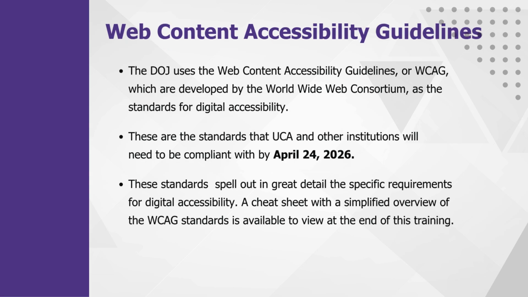So where exactly are these new guidelines coming from? The Department of Justice uses the Web Content Accessibility Guidelines, often abbreviated to WCAG, which are developed by the World Wide Web Consortium as the standards for digital accessibility. These are the standards that UCA and other institutions will need to be compliant with by April 24th, 2026. These standards spell out in great detail the specific requirements for digital accessibility. A cheat sheet with a simplified overview of the WCAG standards is available to view at the end of this training.